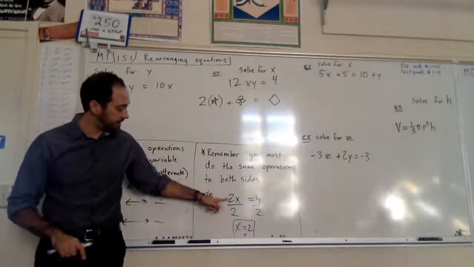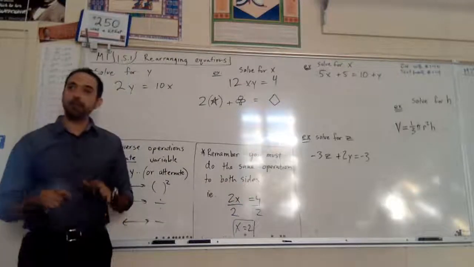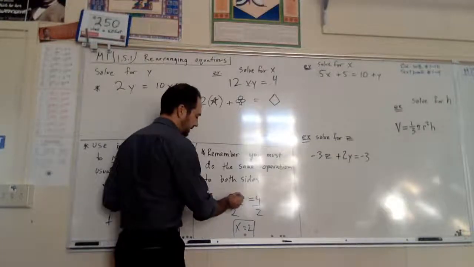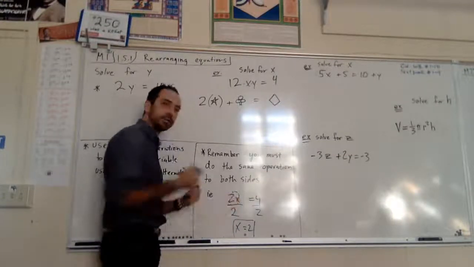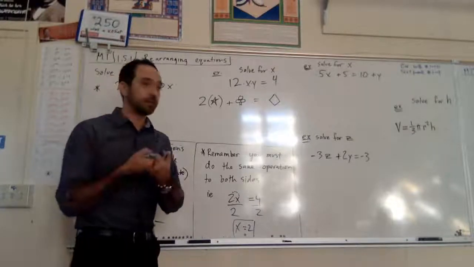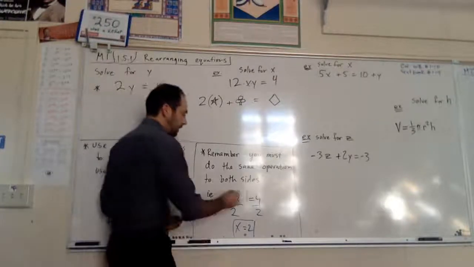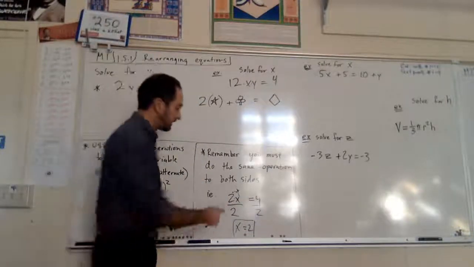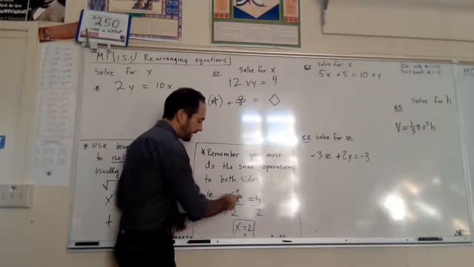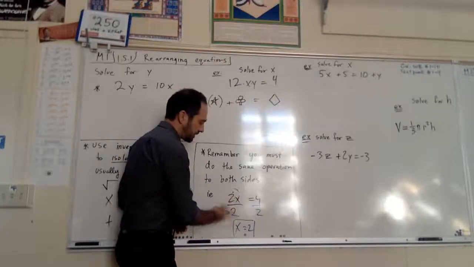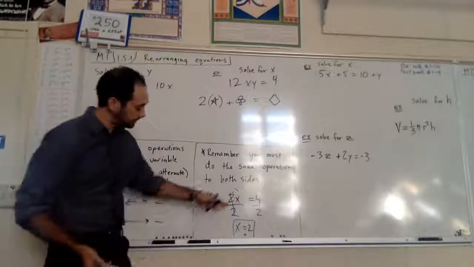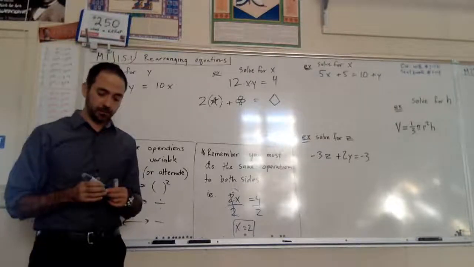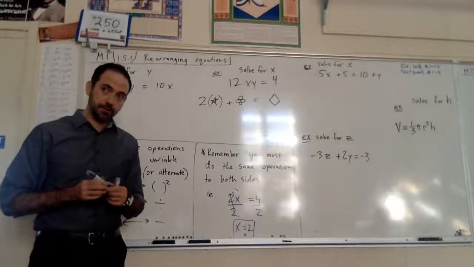So if I had 2x is equal to 4, what's going on between 2 and x? When they're right next to each other, what's happening? Multiplication. When they're right next to each other, it's multiplication. So how do I break a multiplication chain? I do the opposite. Divide. I divide by 2 on both sides. That breaks the chain because what happens to 2 over 2? That's equal to 1. We can cancel it. x is equal to 4 divided by 2. x is 2.